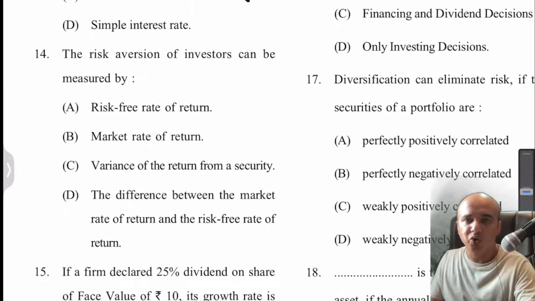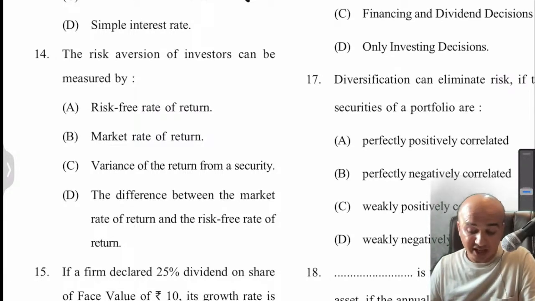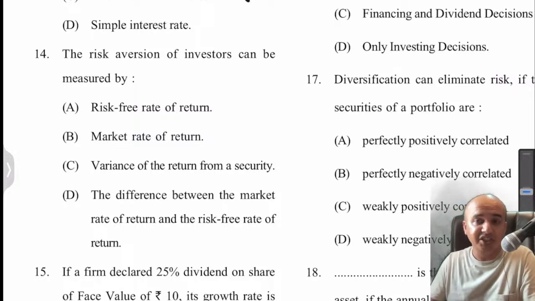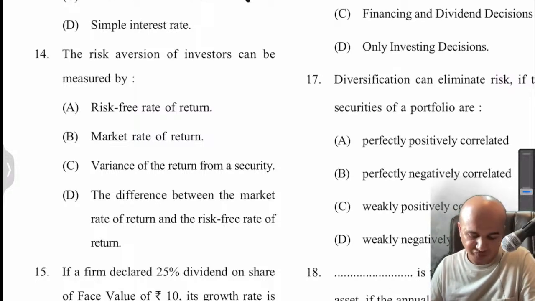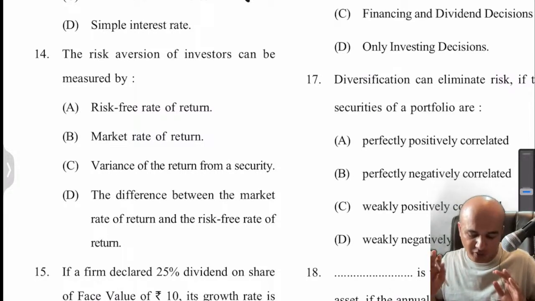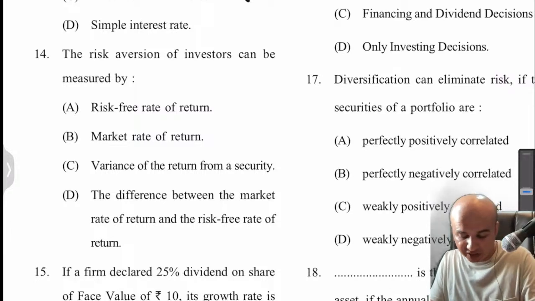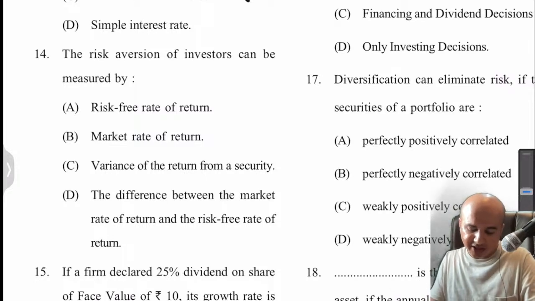Let's move on to question number 14. Okay, what is this now? The risk aversion of investors can be measured by dash. Risk aversion, that means they're worried about the risk. How do we measure? There are 4 options as usual. Risk-free rate of return, market rate of return, variance of the return from a security, the difference between the market rate of return and the risk-free rate of return.